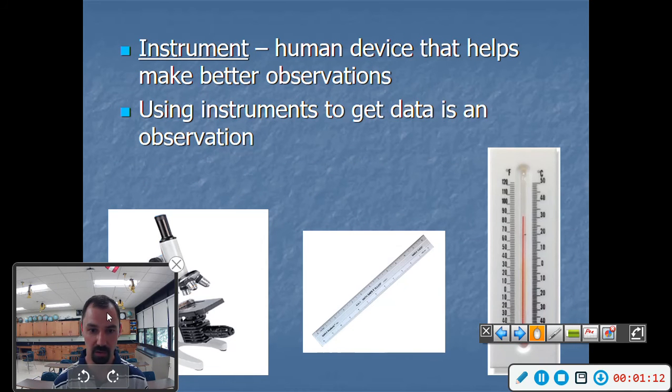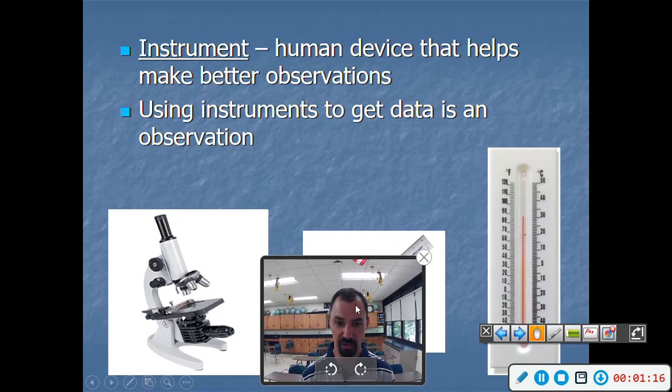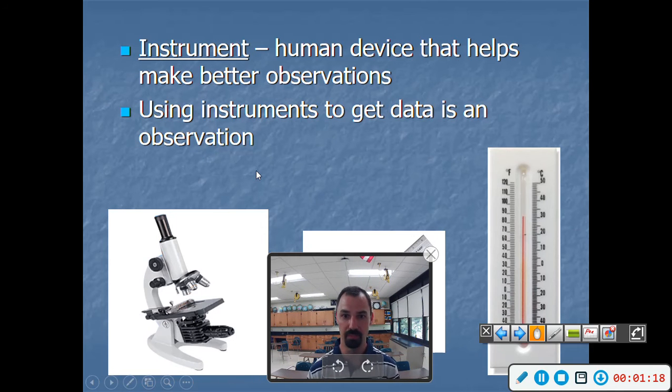Okay, next we have instruments. Sometimes we can't make our observations very well, so an instrument will help to make better observations. It's a human device that extends our senses. We're using instruments to get data, and the data is still an observation. It's basically irrefutable. It's a factual piece of information about the object.